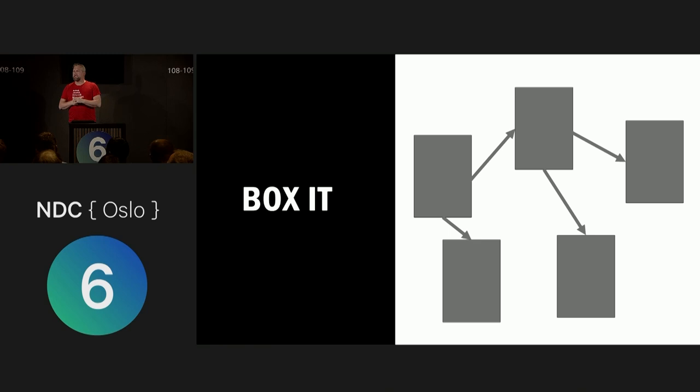And the other one is cohesion. Cohesion is a measurement of how things that belong together should be together. So things that are about the same thing should be in the same box. We want to keep that number high.